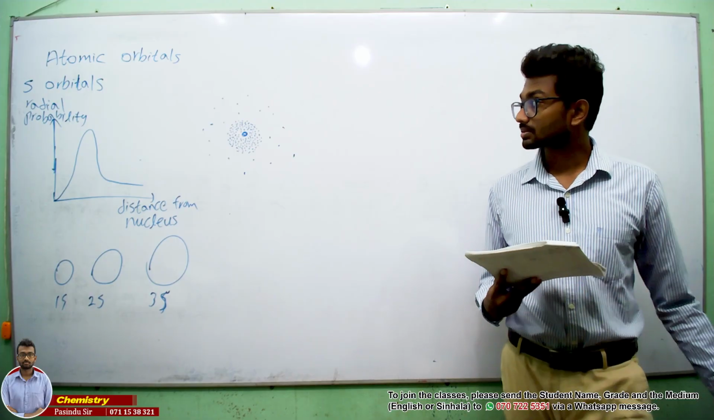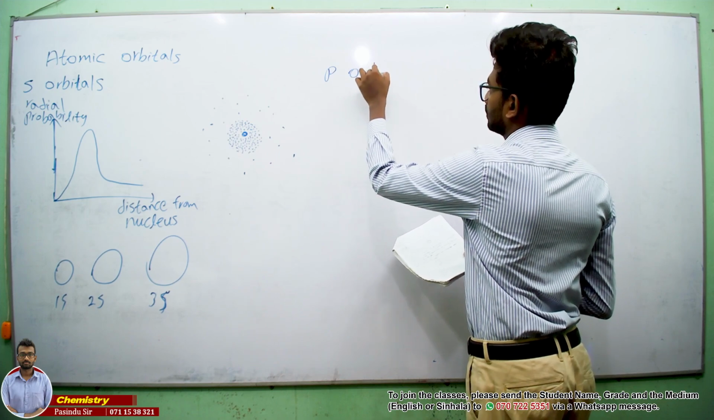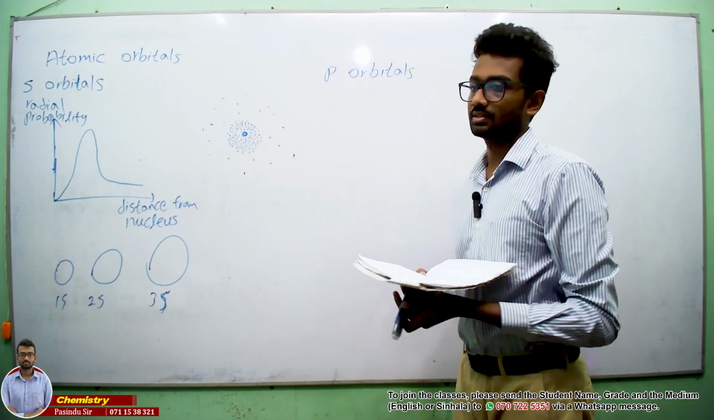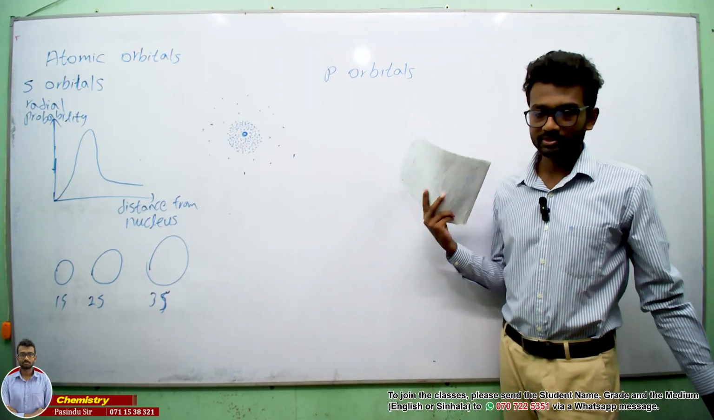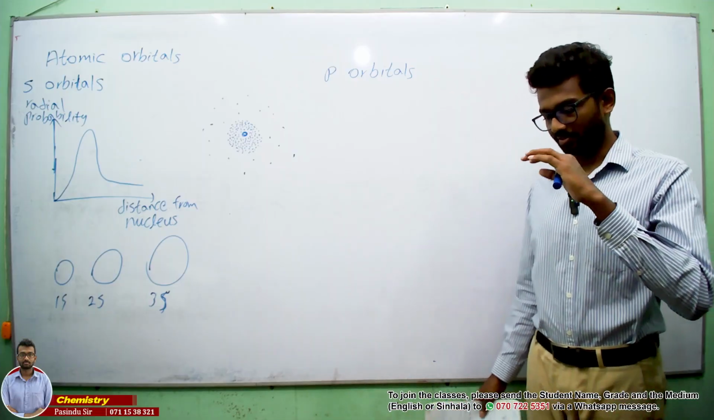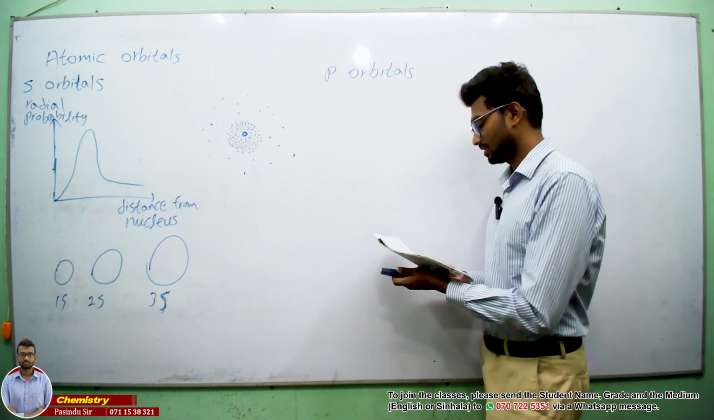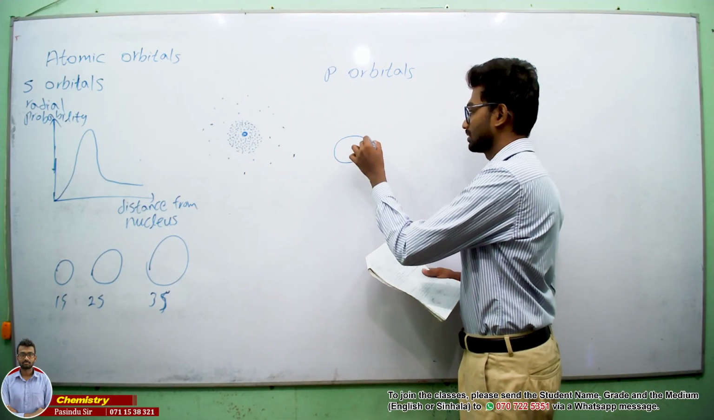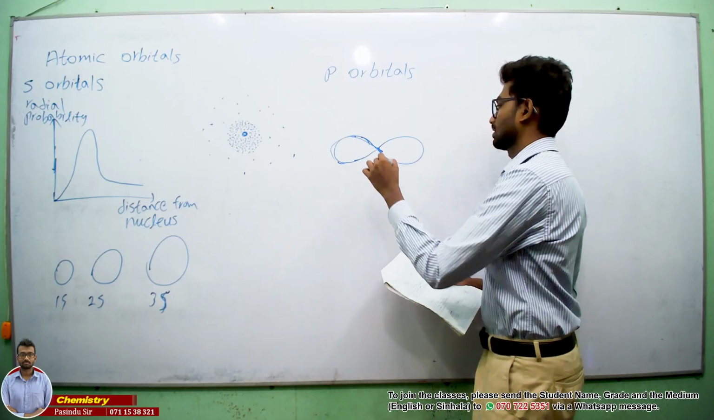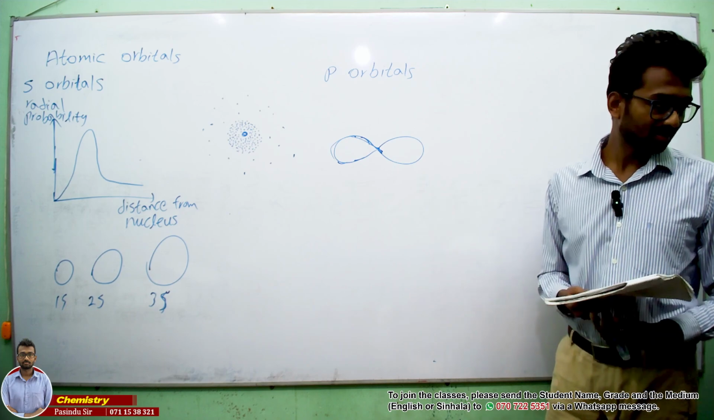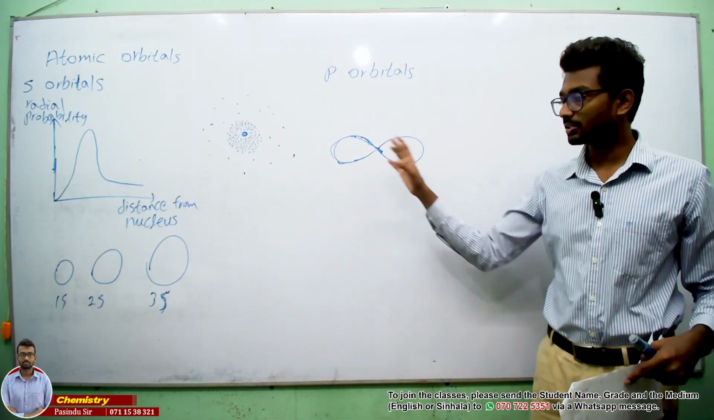Then write down p orbitals. When we come to p orbitals, when we consider the most possible area where electrons exist, the shape is like a dumbbell, something like this, like a bigger infinity mark. It's like two balloons combined together.